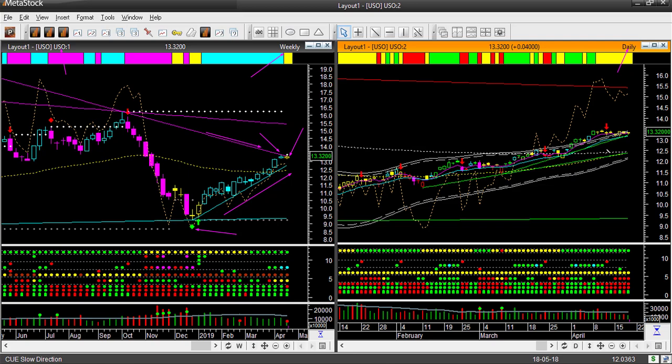In the daily chart, oil is in an uptrend. It is near the upper boundary. The daily traffic light candle color is yellow, neutral. It is not overbought as we can see from the stretch band indicator. There is no green dot showing that it is not overbought. It is near the upper boundary level, but it is not overbought. And it is inside a squeeze shown by the squeeze dots.